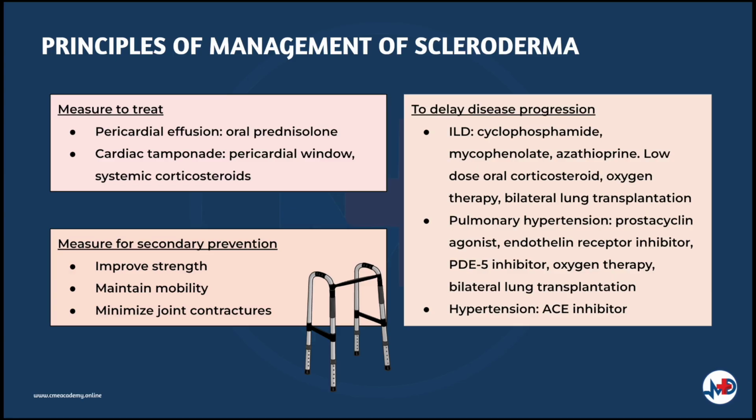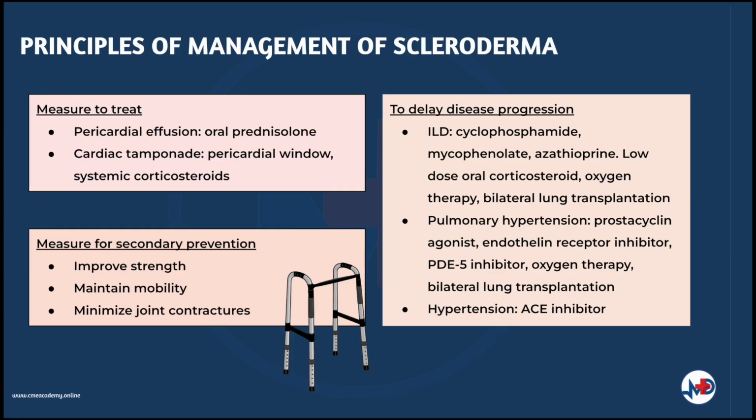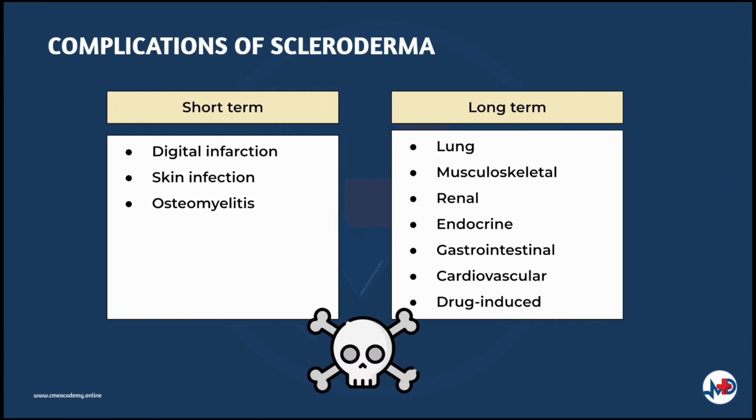The progression of scleroderma can be delayed by treating the associated complications. Measures can be taken as secondary prevention, which improve strength, maintain mobility, and minimize joint contractures. Let's quickly take a look at the complications of scleroderma. The short-term complications include digital infarction, skin infection, and osteomyelitis.